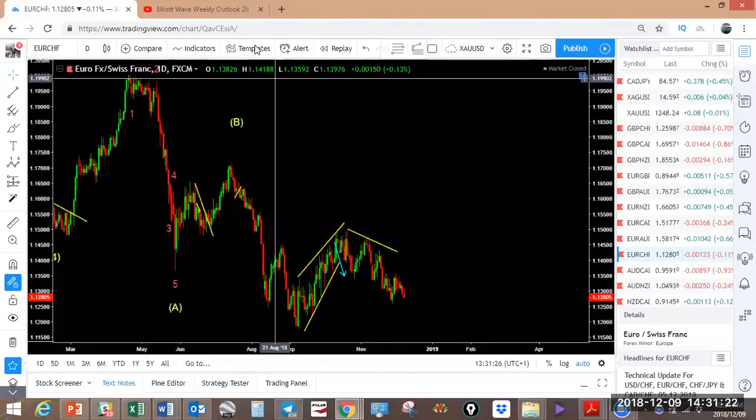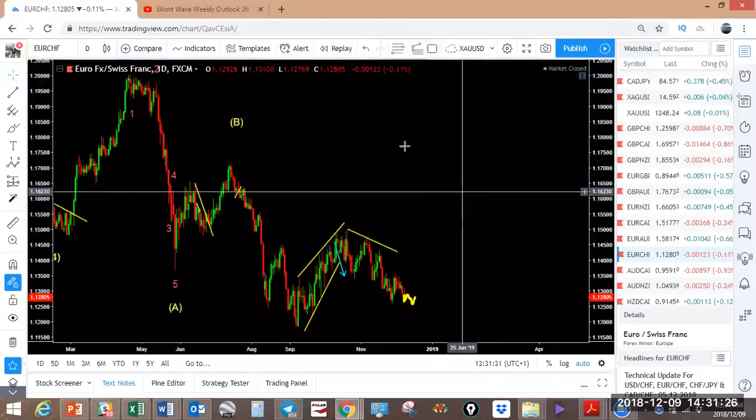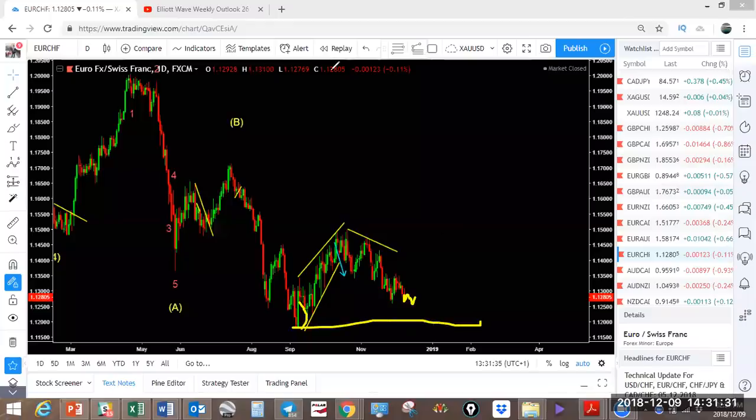Euro Chief will continue to come and retest this level. It will continue to come and retest that level. All right.